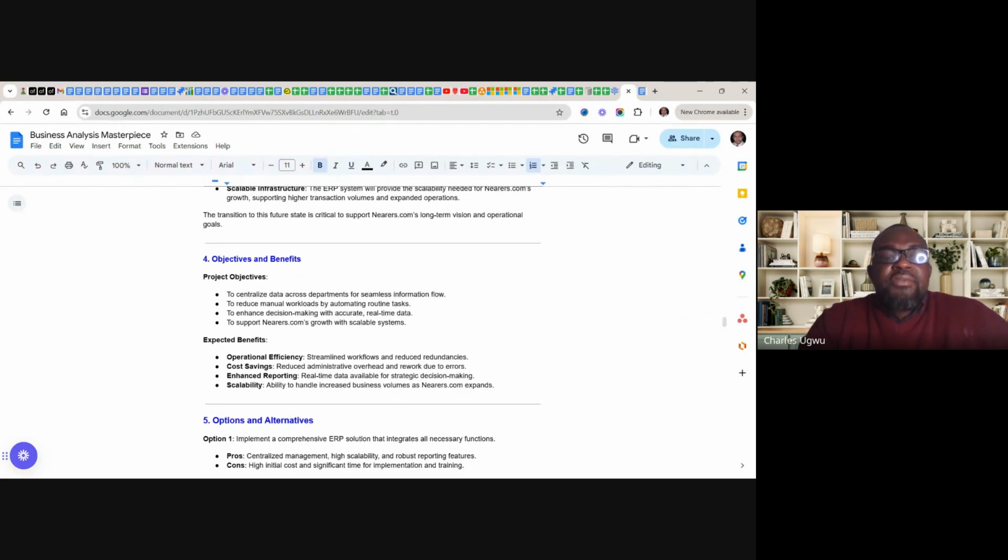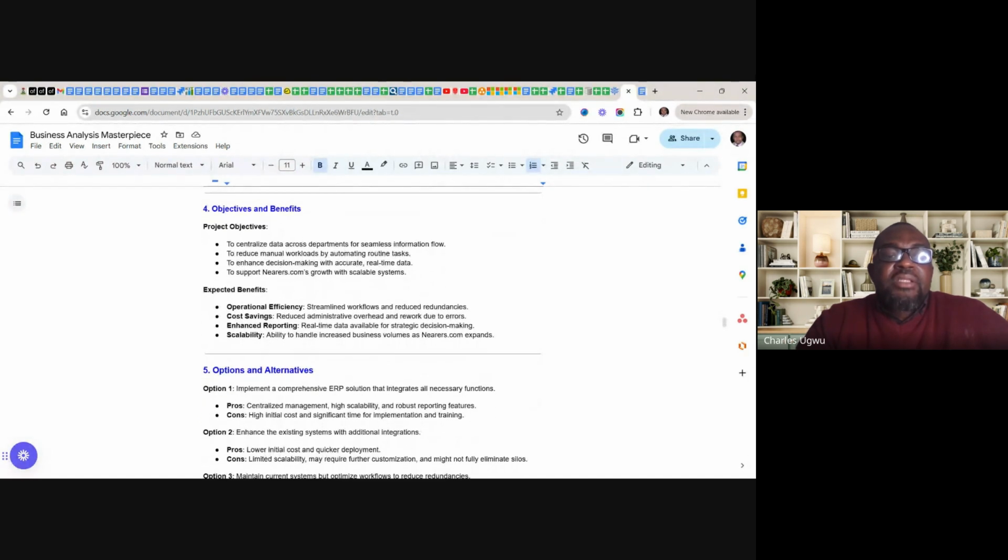Project objectives: number one, to centralize data across departments for seamless information flow; to reduce manual workload by automating routine tasks; to enhance decision-making with accurate real-time data; to support Nearas.com's growth with a scalable system. That is the key project objective.